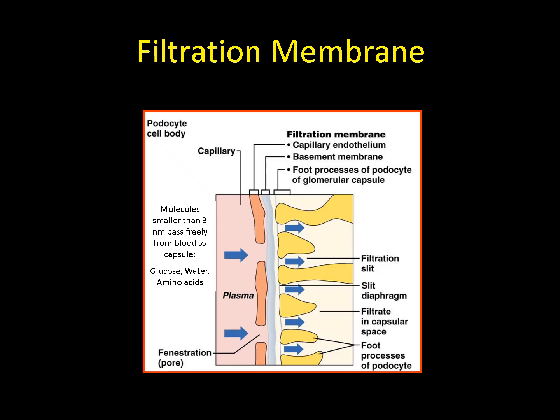Some materials can pass directly through the filtration membrane unimpeded. These include molecules smaller than 3 nanometers. 1 nanometer equals 0.0000000001 m. These include glucose, water and amino acids.